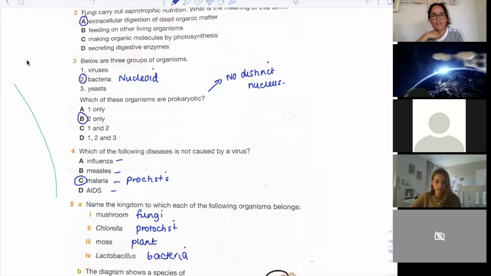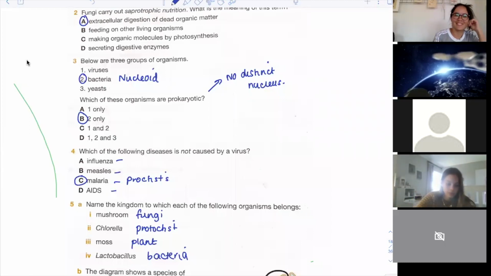Cool, well done everyone. So that is the end of this lesson. Did you guys find it helpful? No, yeast is a fungi, so it has a nucleus.